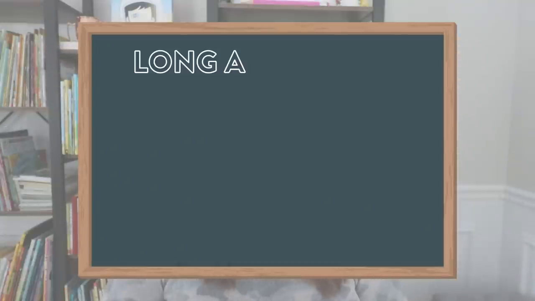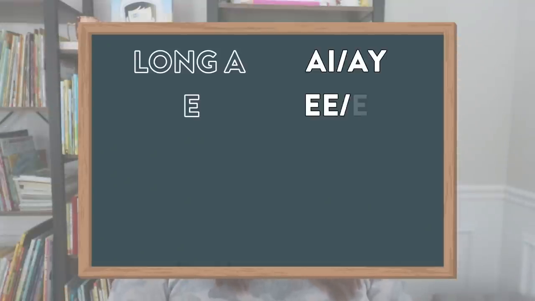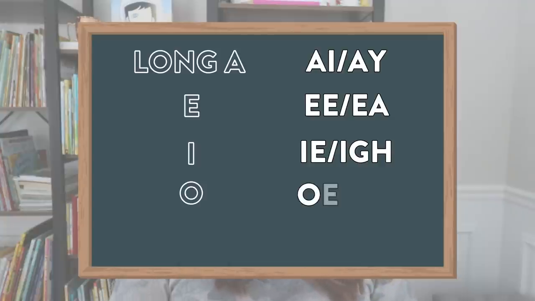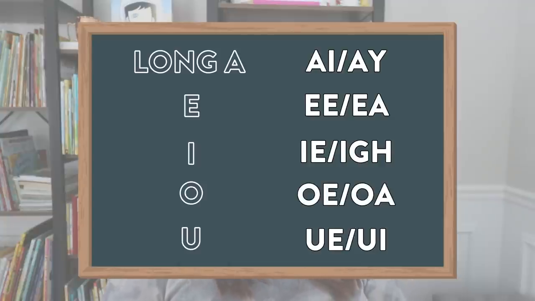Now, the most common vowel teams I teach in first and second grade are these right here. For long A, I have AI and AY. For E, EE and EA. For I, IE and IGH. For O, OE and OA. And for U, UE and UI. Now those are definitely not all of the vowel teams, and you can definitely add more or less depending on your students' needs, but just as a starting point, those are the basic ones that I generally teach.